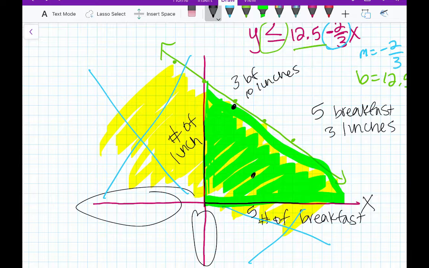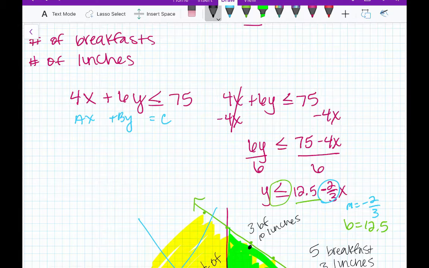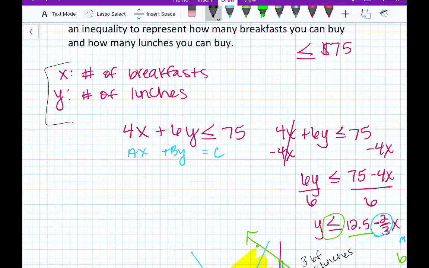Can I buy half a lunch? I don't think I can. I can get like a side, but we're not really talking about that. So those points don't really mean too much because again, I'm not going to buy half a lunch or half a breakfast. Right now I'm just talking about getting either a meal or not a meal. So any point in this solution area would be a solution, and you have to think about what the x-axis and the y-axis represent, which is why it's so important to identify your variables when you start the problem.